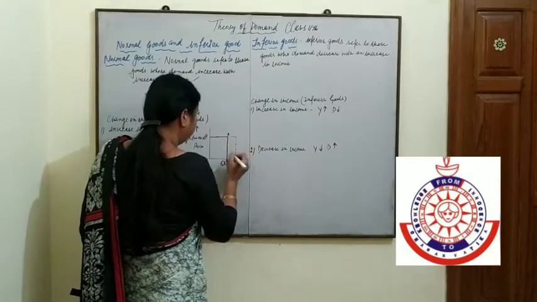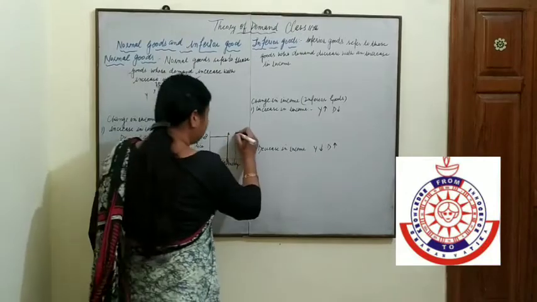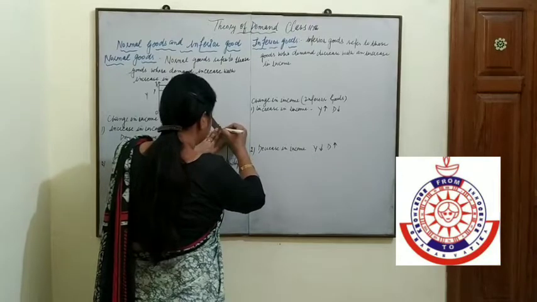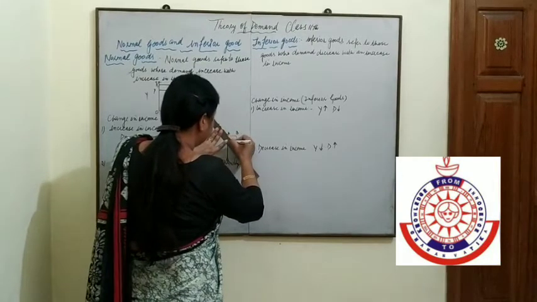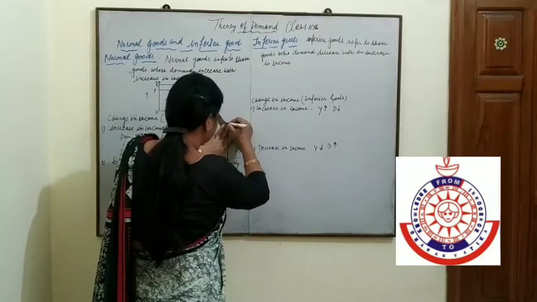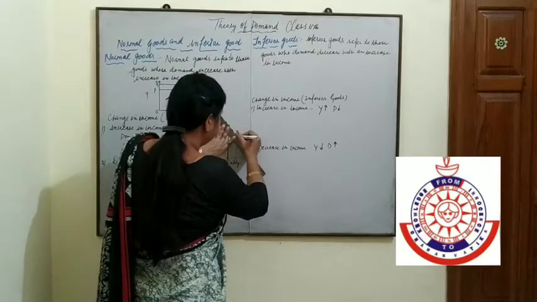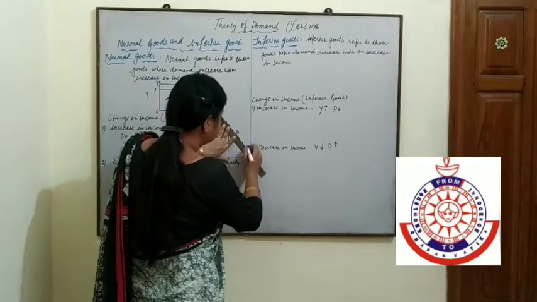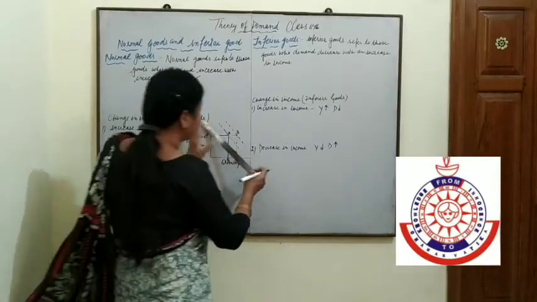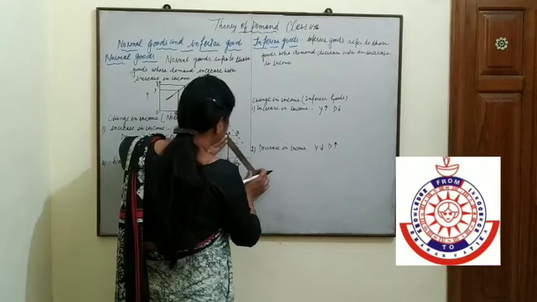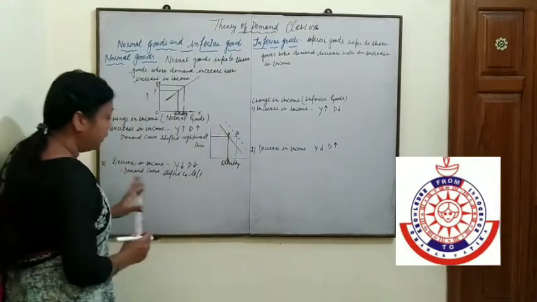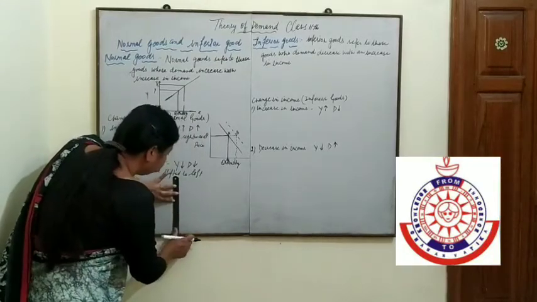Normal goods. When income is increased, demand is increased, and we come to the point from A to this. This is our initial demand curve, and this is our new demand curve. Because of increase in income, we are demanding more of normal goods. Same as decrease in income. If our income is decreased, then we are shifting to the leftward, like this.